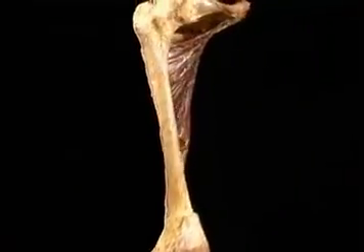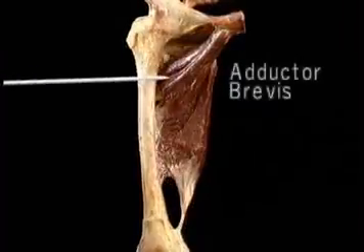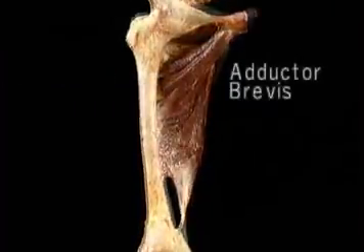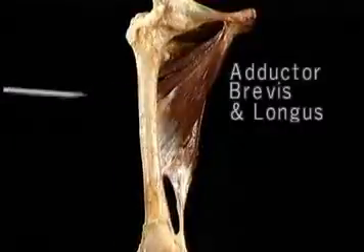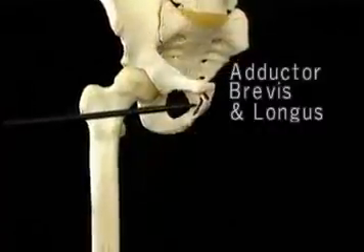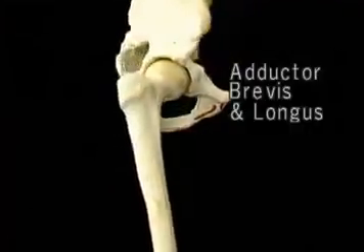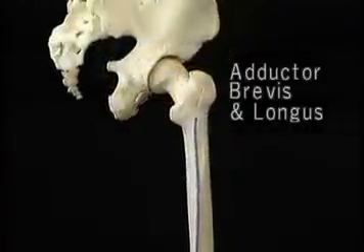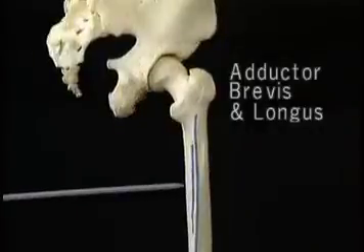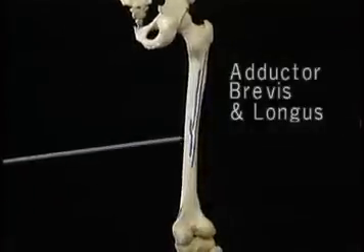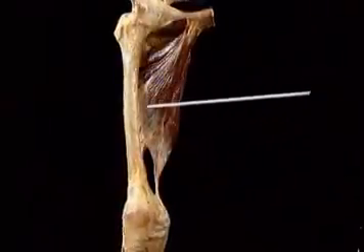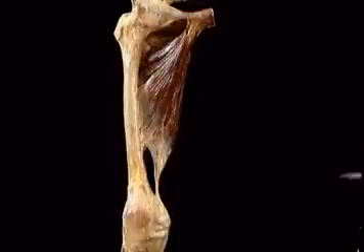The other 2 named adductors, brevis and longus, sit in front of adductor magnus. Here's adductor brevis. Here's adductor longus. Brevis arises here on the body of the pubis. Longus arises here. They're inserted on the femur right next to adductor magnus, brevis above, longus below. The insertion of adductor longus stops just short of the adductor hiatus.